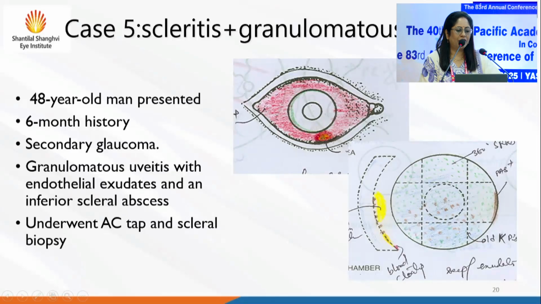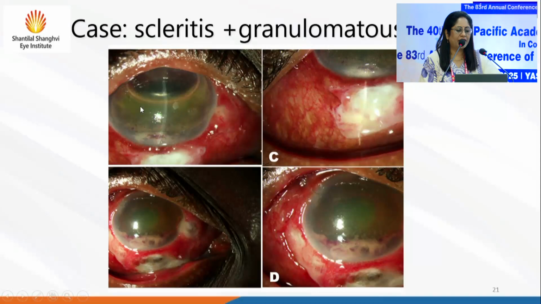So this patient did not give any history of trauma, and by the time he presented to us, he had secondary glaucoma. So we did an AC tap and scleral biopsy. I don't have the initial pictures, but pretty much post biopsy, this is what the patient looked like.